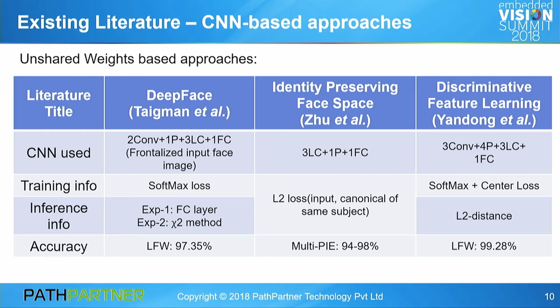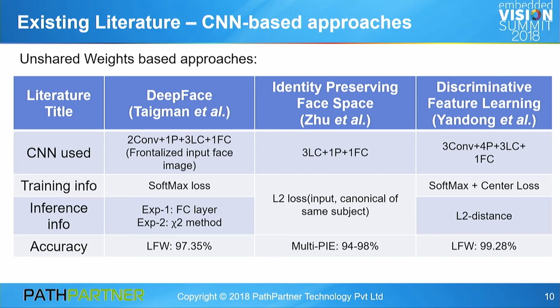And the next one is discriminative feature learning by Yandong and others. In this work, they used softmax loss in combination with center loss during training. During the inference, they apply L2 distance over the feature vector. With this, they are able to achieve an accuracy of 99.28% on LFW. As you observe, it is not only the unshared weights technique in the last work, it is also the usage of softmax plus center loss that has resulted in better accuracy.